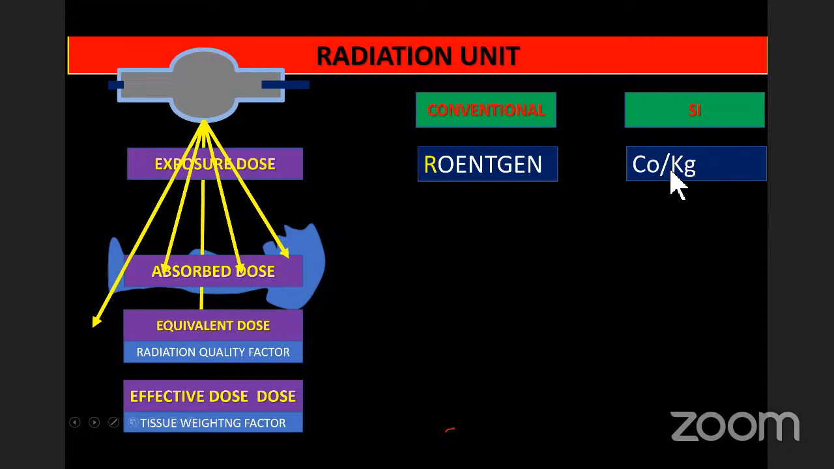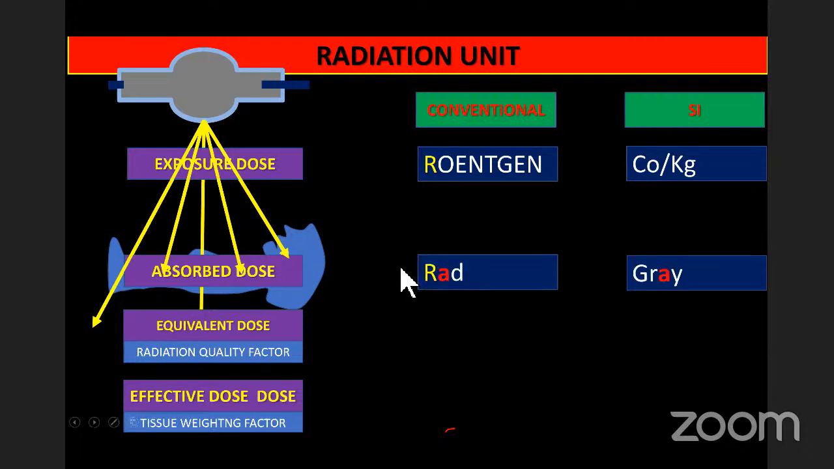Now very simple, the MCQ will be: the exposure dose SI unit is Roentgen, coulombs per kg, sieverts, or Gray. The answer is coulombs per kg. The question will be very simple, the only thing is you need to know this. This one chart you need to know.